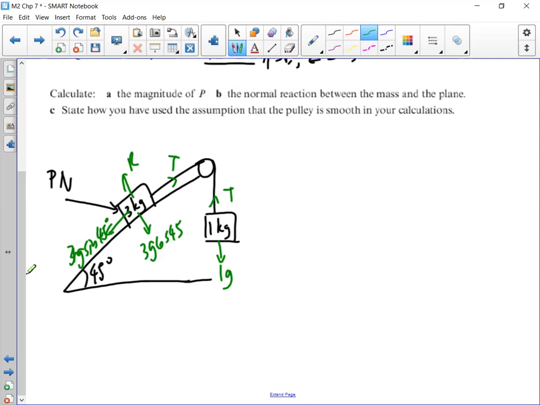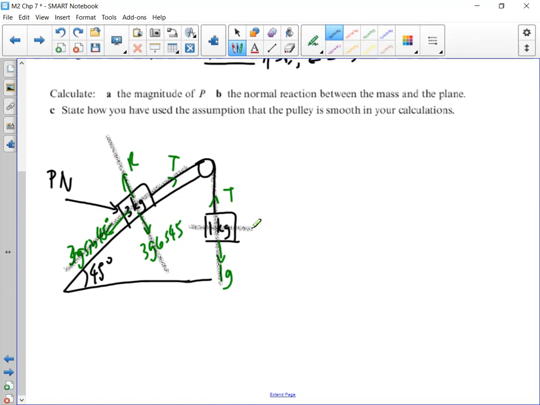So we've got 2 particles. So where are the forces then? So these are all the forces. For the 3 kilogram, that's the forces. And for the 1 kilogram, that's the forces, because the 1 kilogram is just vertical. So 2 sets of forces for different particles.